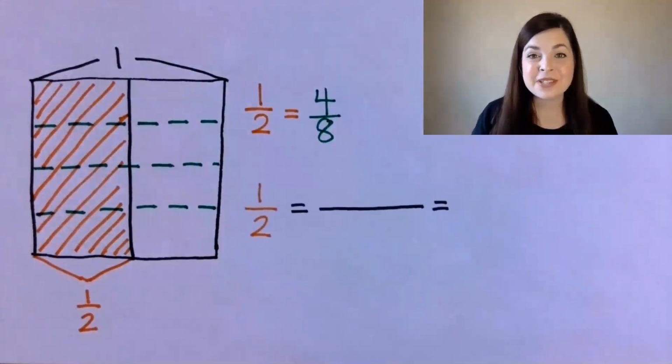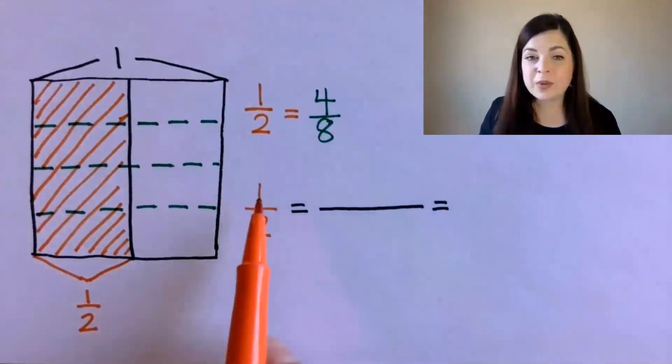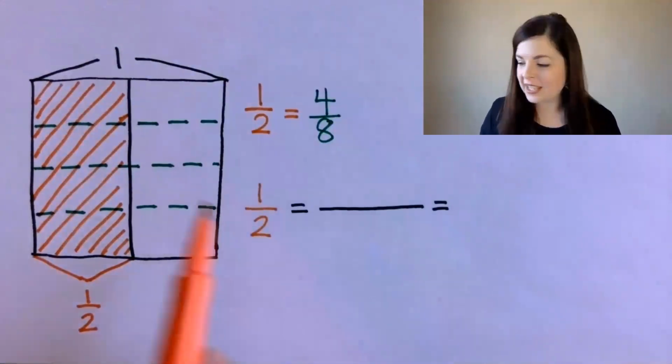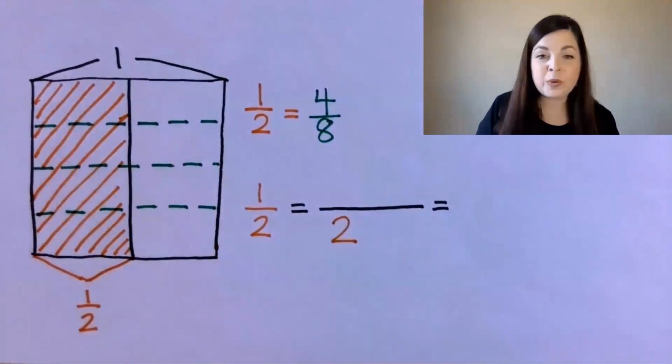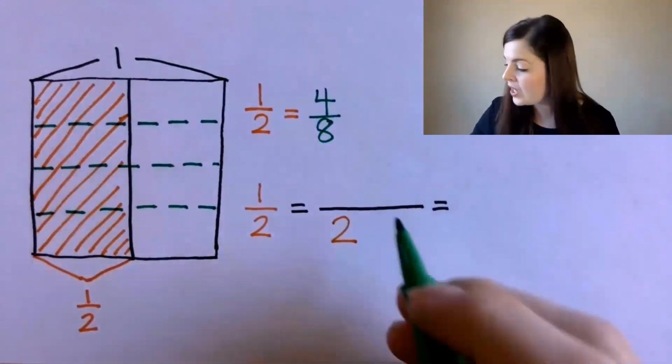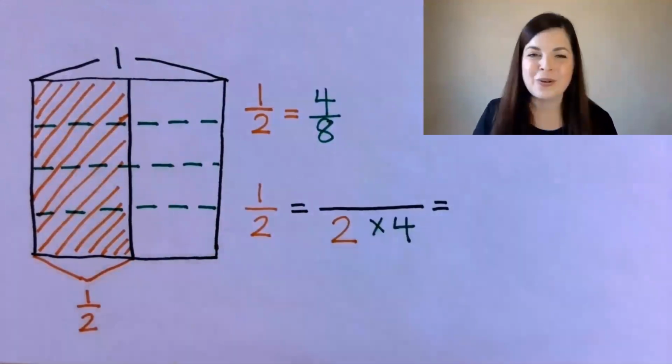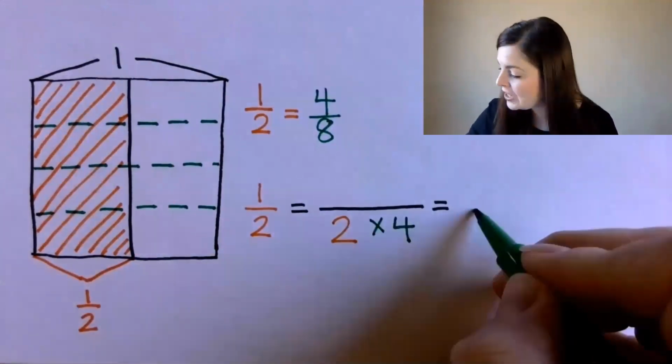Now let's show what happened to the units using multiplication. We started with 1/2. In the beginning, we had 2 units in the whole. And when we drew those horizontal lines, we got 4 times as many units in the whole. Now we have 8 units in the whole.